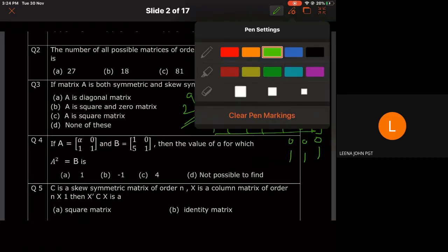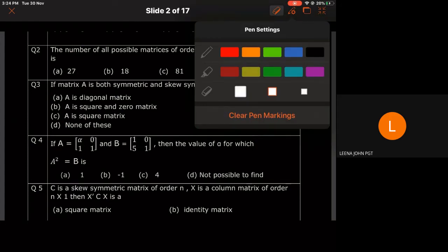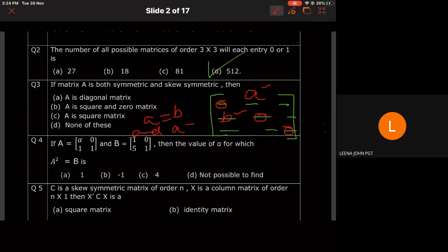The second one: a matrix A is both symmetric and skew symmetric. Symmetric matrix, skew symmetric matrix, I have just told you. For example, consider a 3 by 3 matrix with 9 entries. When it is skew symmetric, the diagonal elements must be 0. Suppose here it is A and B. When it is symmetric, A must be B. When it is skew symmetric, A must be minus B. So A equals B and A equals minus B.